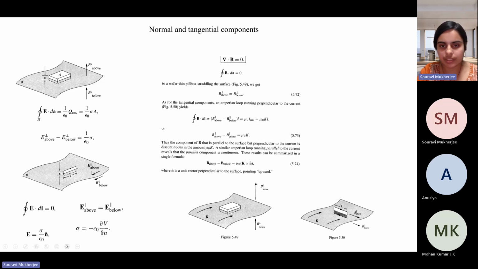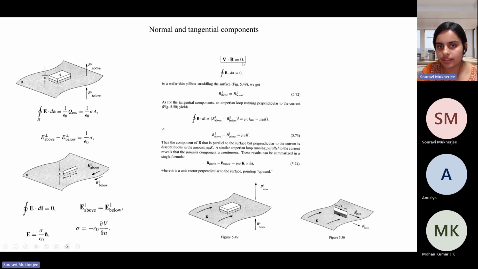Okay. Now, what we are trying to do here is, this part is very important. This is something we already know from electrostatics. We know how the normal and the tangential components of electric fields are below and above a charge sheet. And now if you have to do the similar thing for a sheet carrying a surface current, this is how it is to be done.